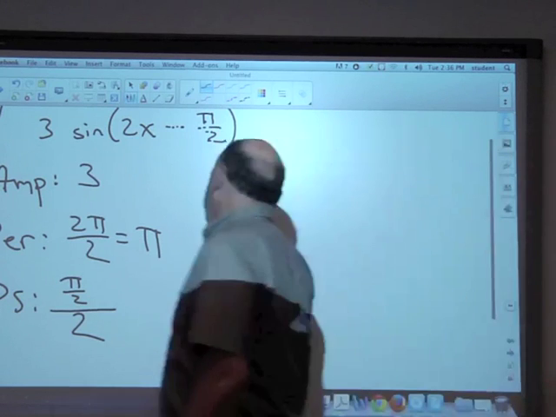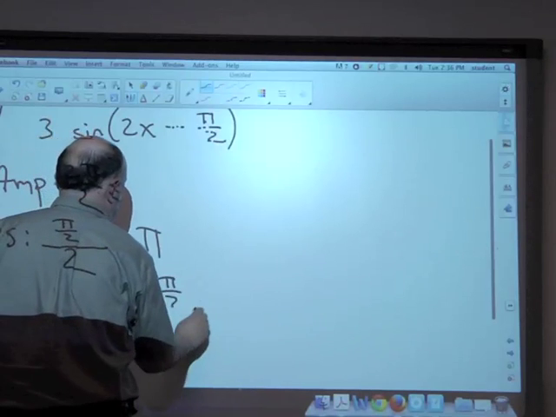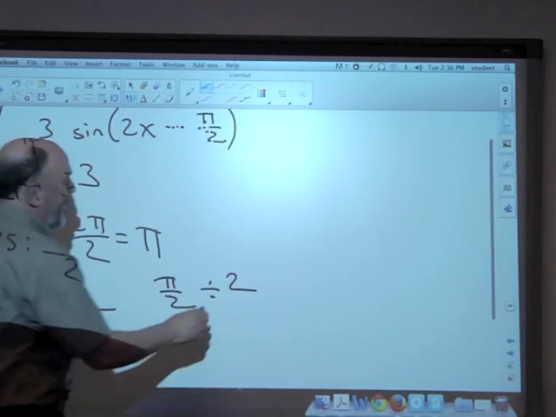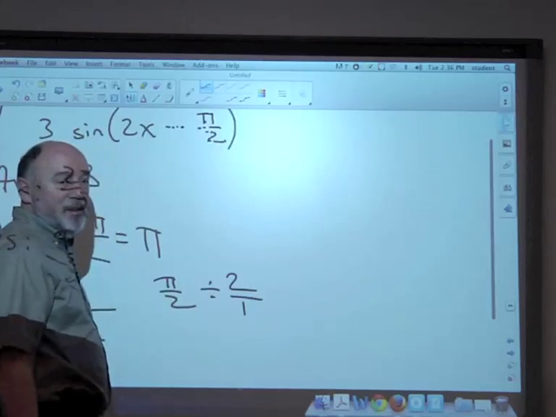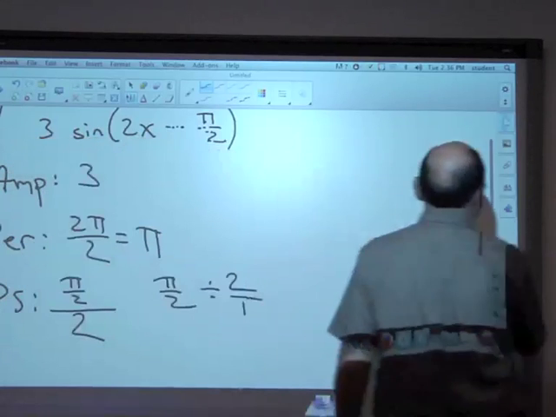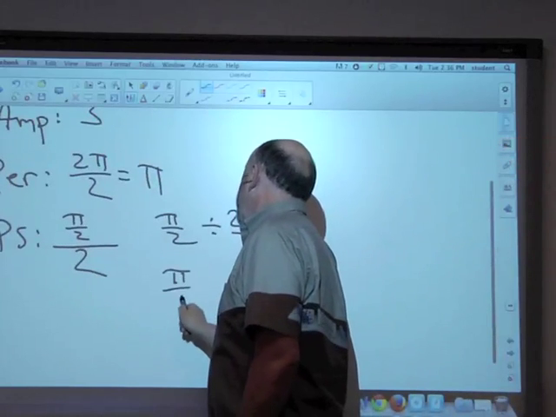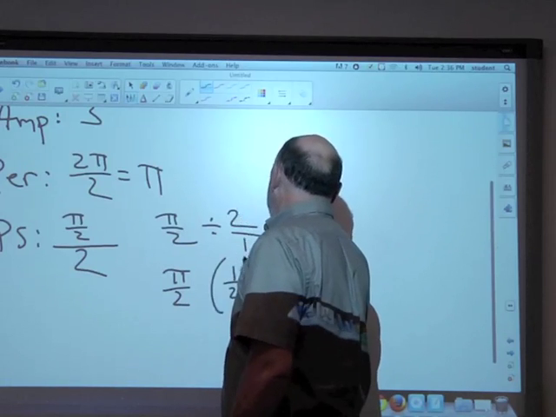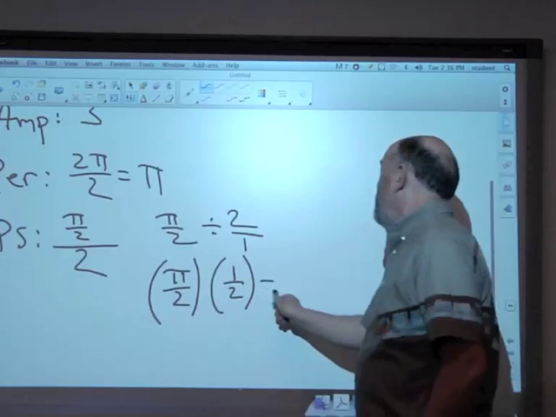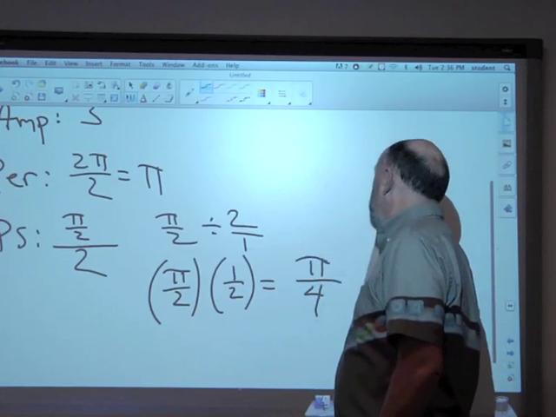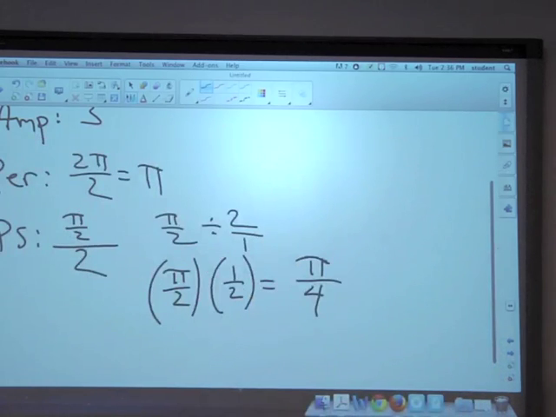It means pi over 2 divided by 2, right? That's what that means. Which is the same thing as saying 2 over 1, right? How do we divide fractions? We leave the first one the way it was, change the sign to multiplication, and flip the other one over, so we end up at pi over 4. Right? So that's the phase shift. That basically tells you where your normal sine wave starts.